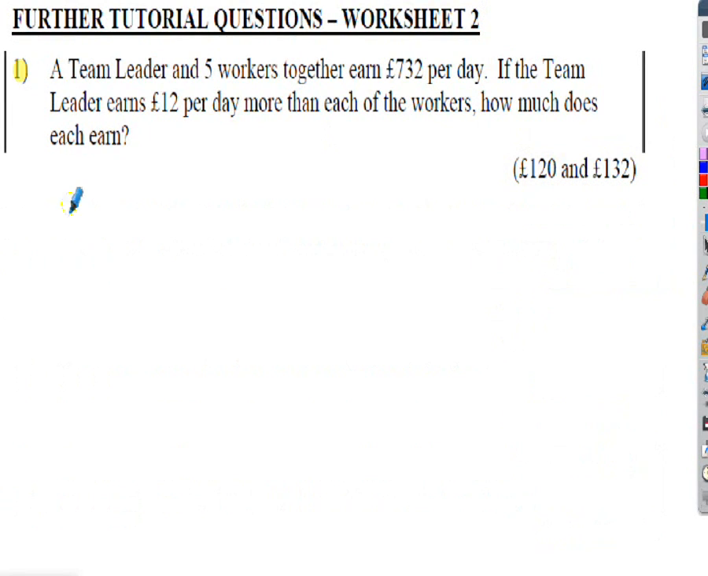Okay, in question 1 we're given a team leader and 5 workers together earn £732 in a day. We're told that the team leader earns £12 per day more than each of the workers. We've got to find how much the team leader and the workers earn. So first of all we need to generate the equation.